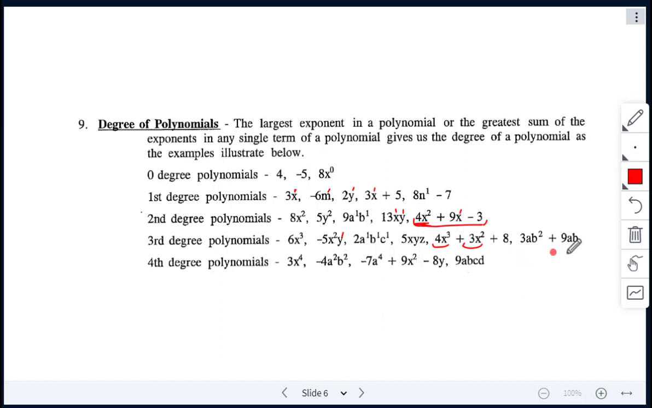All right, here we have a binomial. It's 3ab squared plus 9ab. So if you look at this term here, 9a to the power of 1, b to the power of 1. So this would have a degree of 2. Here, a to the power of 1, b to the power of 2. You can add those together to give us a degree of 3.